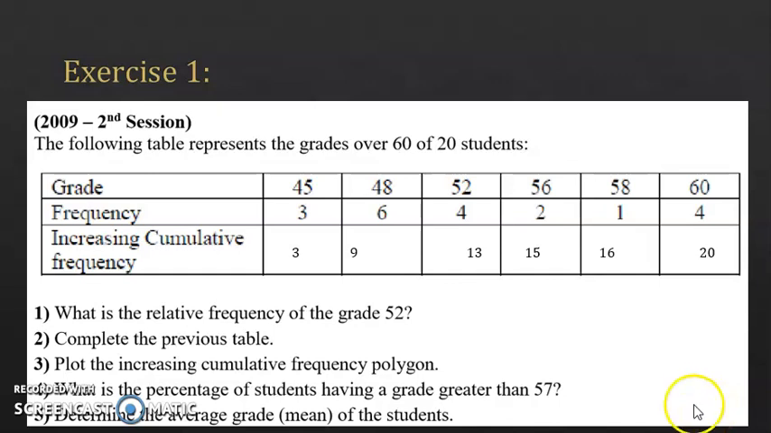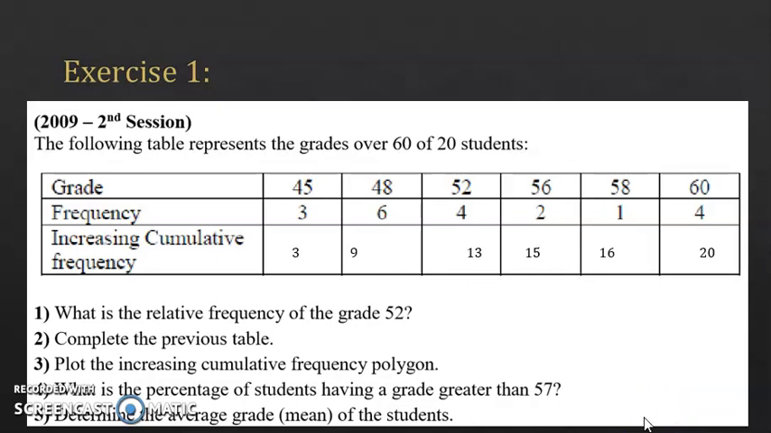Now part 4. What's the percentage of students having a grade greater than 57? Since they're asking about the percentage, you need to know the number of students who got a grade greater than 57 divided by the total and multiply by 100. So what are the grades that are greater than 57 first? They are 58 and 60. Now how many students got 58 and 60? We refer to the frequency. So 1 student got 58 and 4 students got 60. So 5 students got a grade greater than 57.